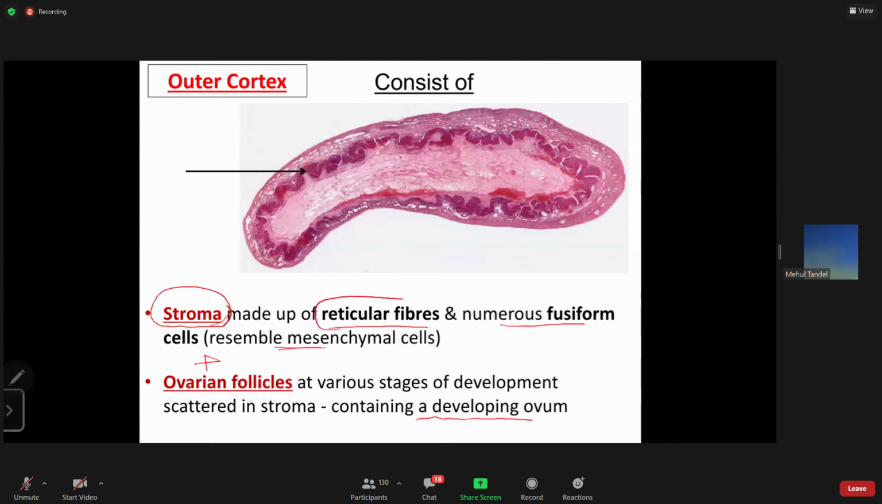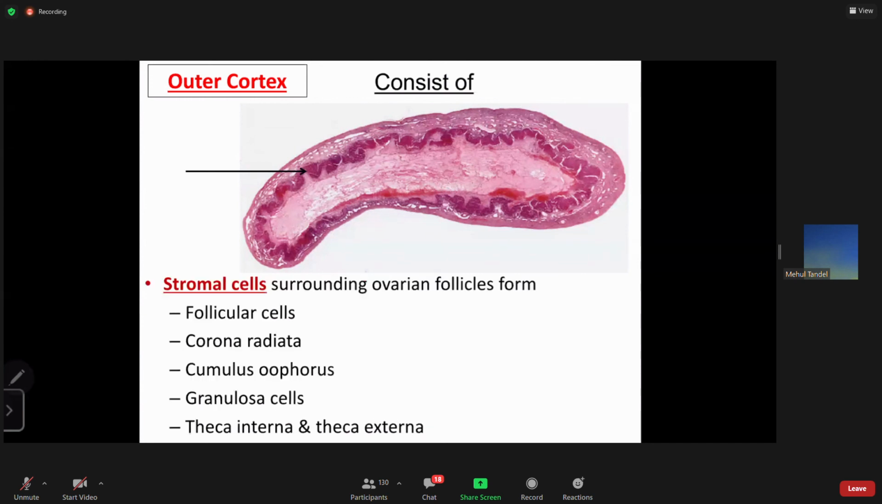Stroma here mainly contains the reticular fibers and numerous fusiform cells, just like a mesenchyme, plus ovarian follicles in the various stages of development. Okay. Stromal cells, आपको पता है, surround the ovarian follicle to form the follicular cells: corona radiata, granulosa cells, theca interna and theca externa. ये आपको सब पता ही है, embryology में आ चुका है.